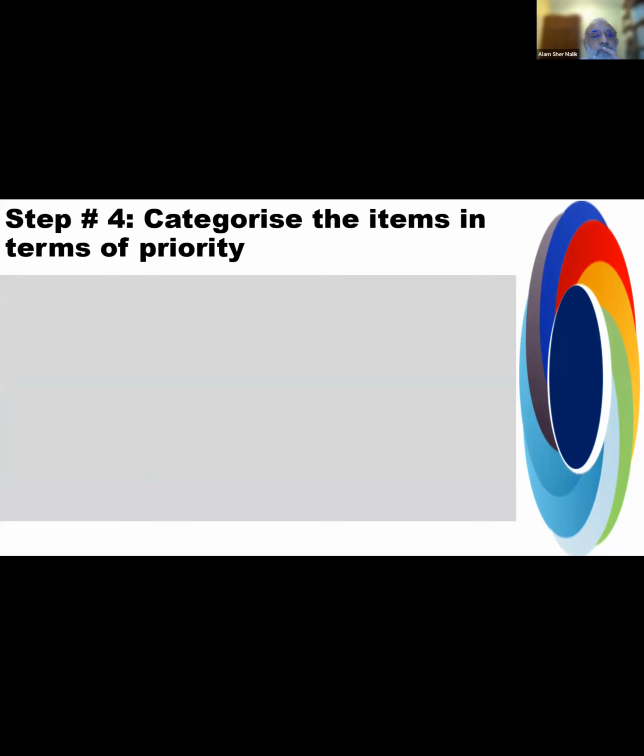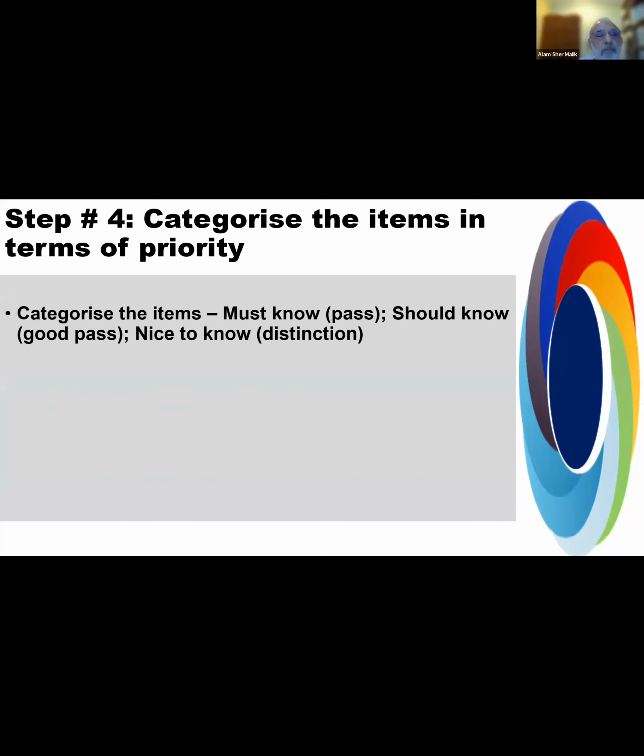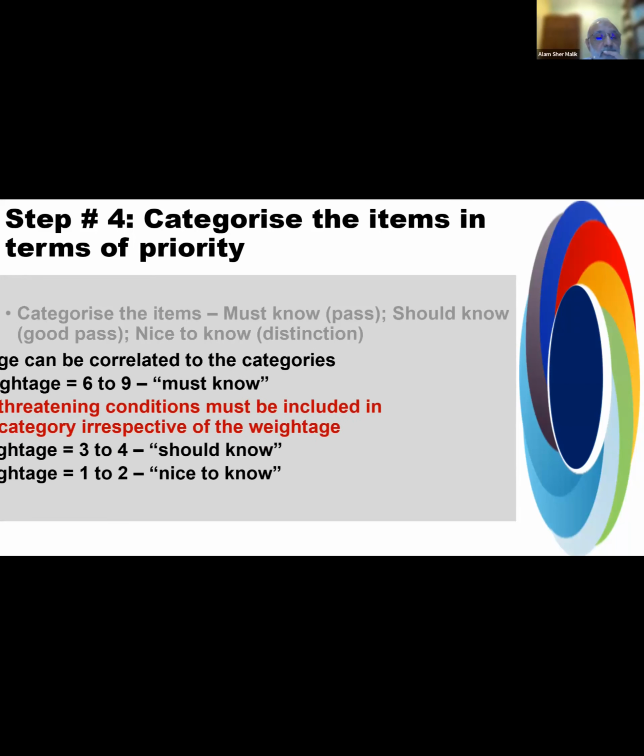Right? So the next step is to categorize the items in terms of priority. That's what we were saying: must know, should know, and nice to know. Must know is the minimum requirement; a student cannot graduate unless they know the must know component. Should know would be a good student, and nice to know would be the distinction students. So if a student is able to cover the nice to know component, he or she should be considered for distinction.